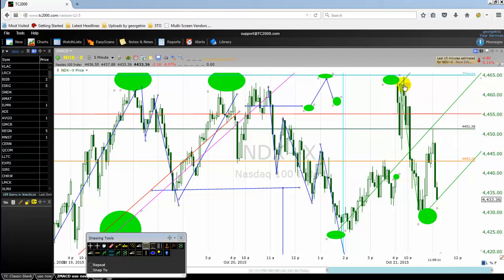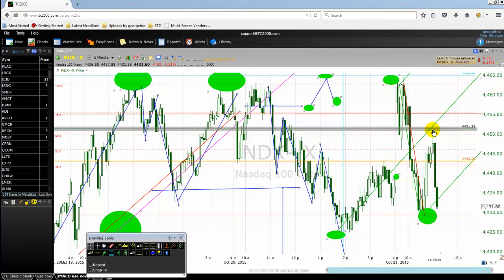We can also use Fibonacci now. You see this move down and then a rally. It's a retracement. So price went down from A to B. We applied a Fibonacci retracement. The price rallied up to the 61.8% Fibonacci retracement zone of this move from here down to this level, and it went back up to the 61.8.